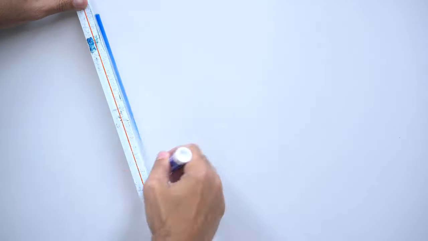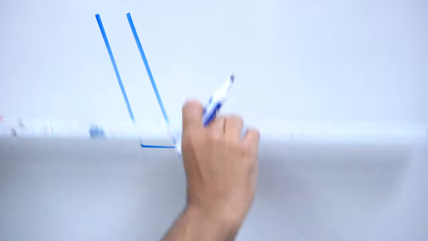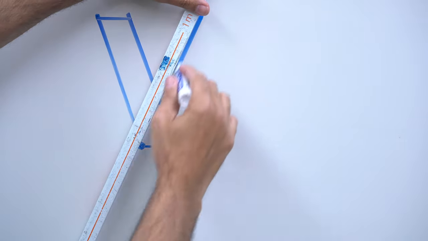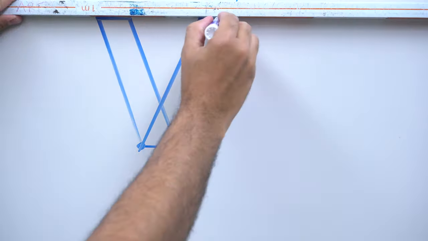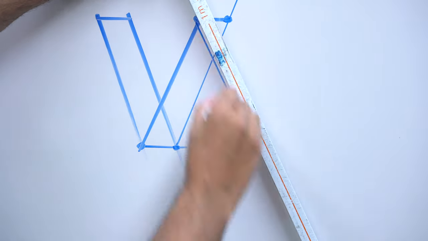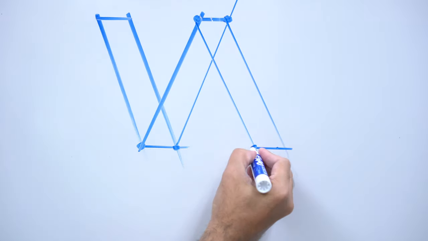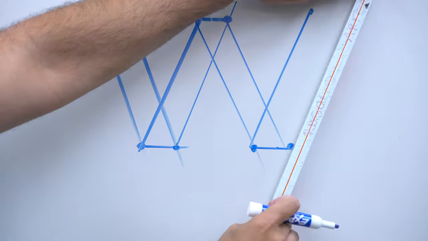The W is like two V's stuck together. Actually, in Spanish, we call it doble V, which means double V. Remember everything we've learned with the letter M to create this one.